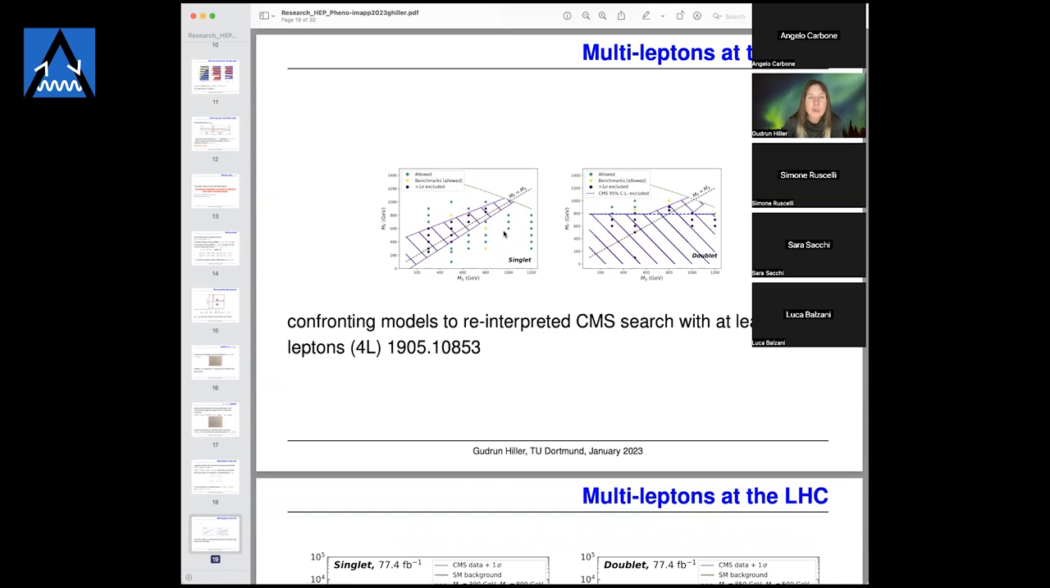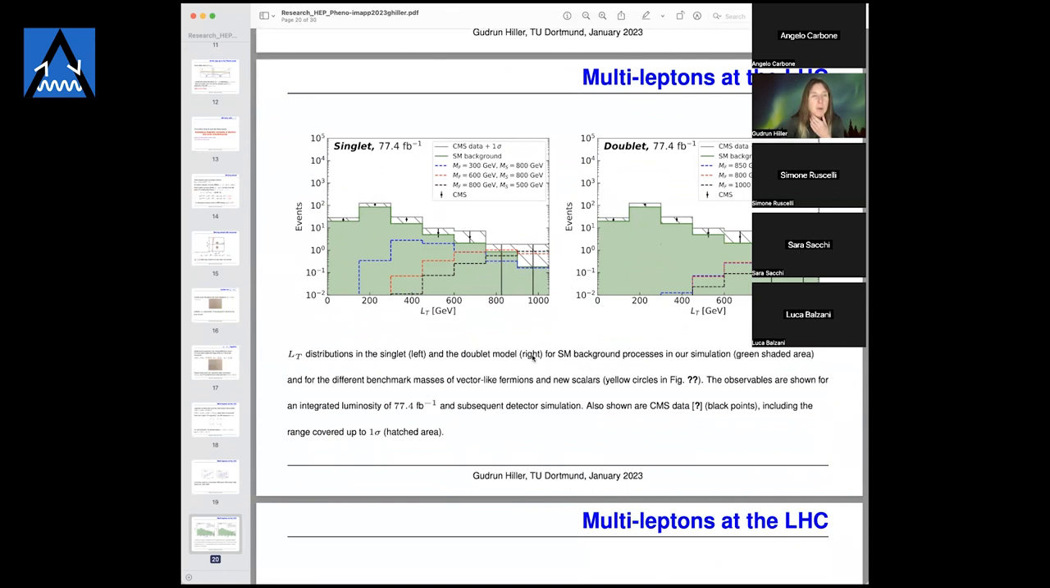And the doublet model is subject to stronger constraints because, if you wish, it's a doublet, it has more particles, so cross sections are higher and constraints will be stronger, okay? But also with this doublet model, there are allowed regions of parameter space. So the fermion has to be at least 800 GeV heavy, but the scalar can be lighter or heavier than the fermion, okay.